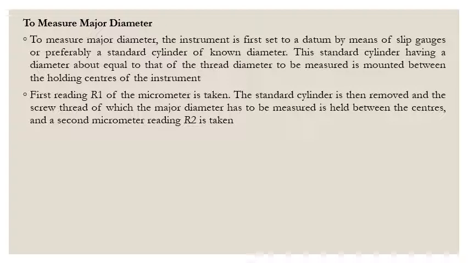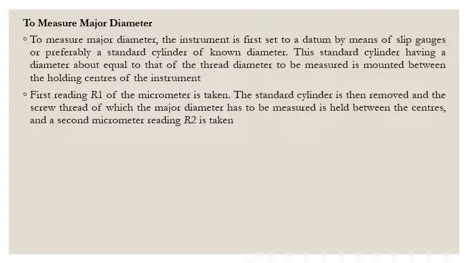The standard cylinder is then moved and the screw thread whose major diameter has to be measured is held between the centers, and the second reading R2 is taken. It is nothing but the specimen for which the thread parameters or major diameter has to be calculated, that is fitted between the two centers, and then apply the same pressure. Let me say either 50 or 100. The same pressure is applied.